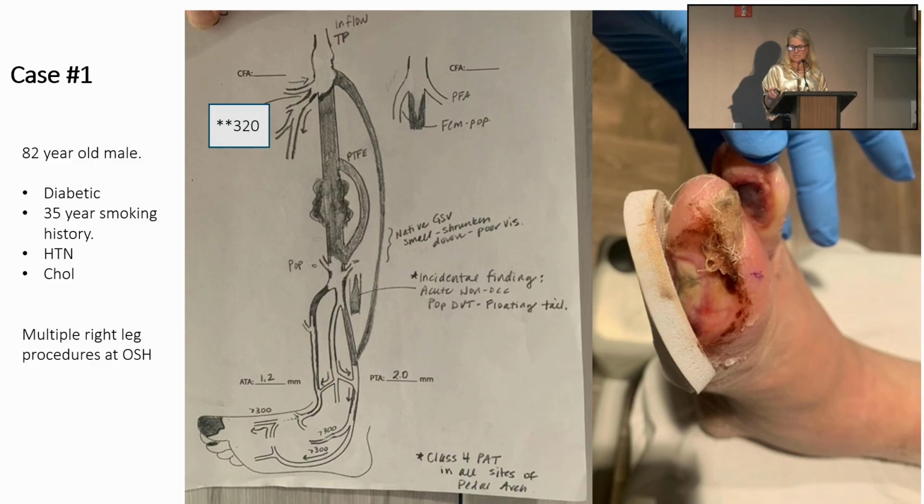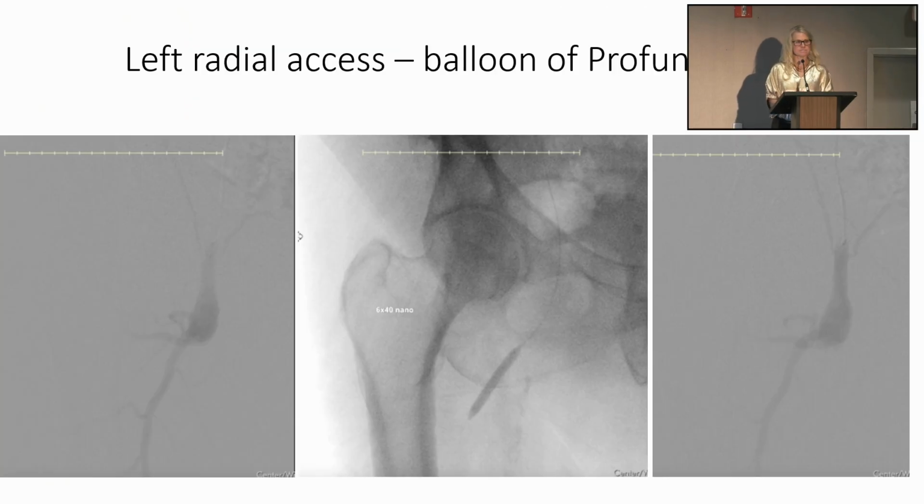And you can see the pop is open with single vessel runoff via the peroneal artery with open communicating arteries. But the target artery pathway to those toes is through the posterior circulation. So I think the profunda is significant here. It's 320. So Dr. Constantino and I decided, let's just do radial access and see what that looks like on table. So it doesn't look that tight with this projection.